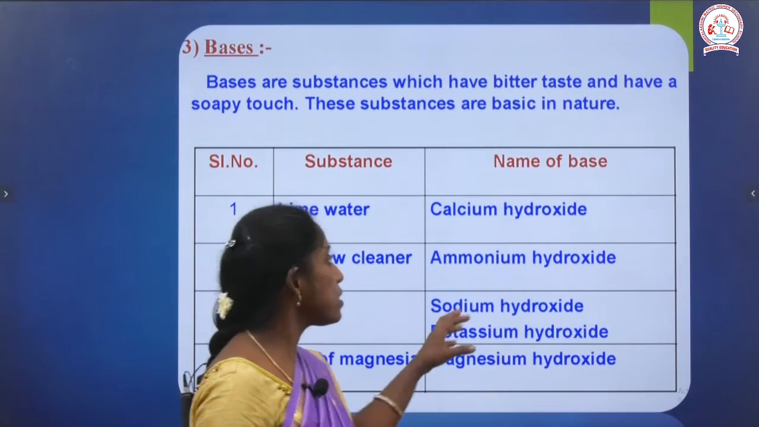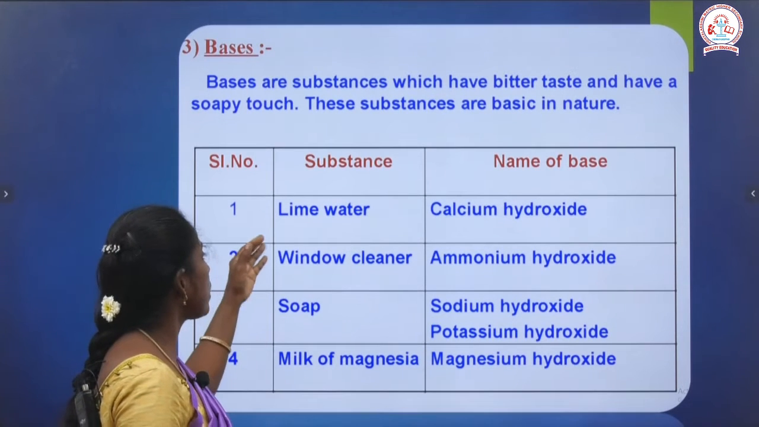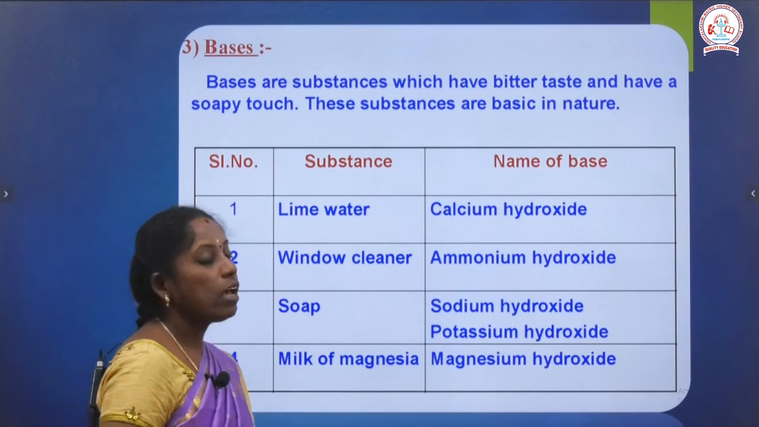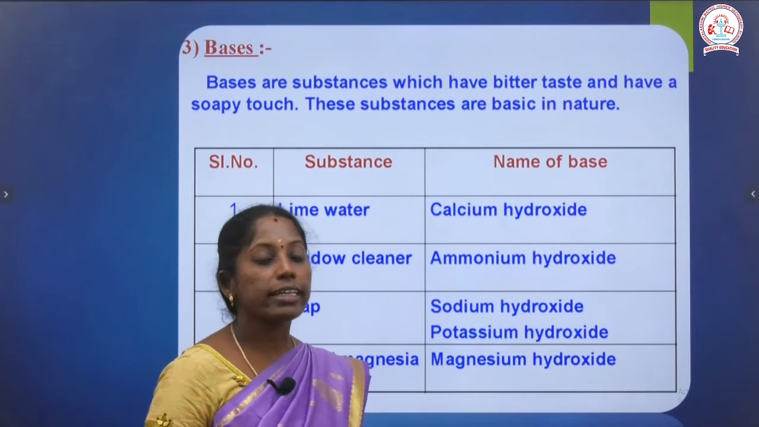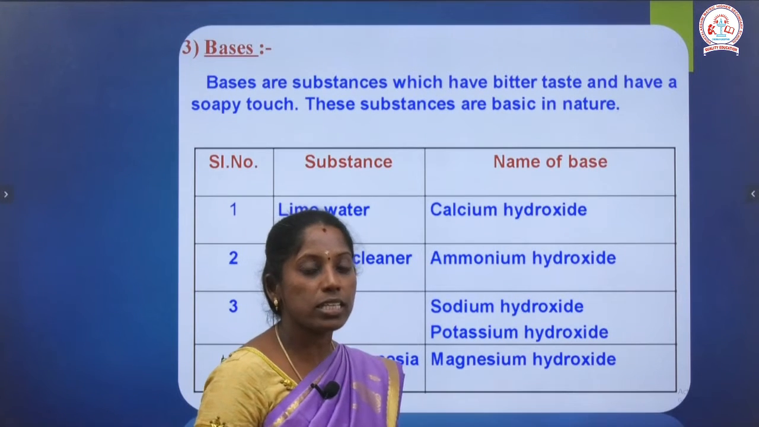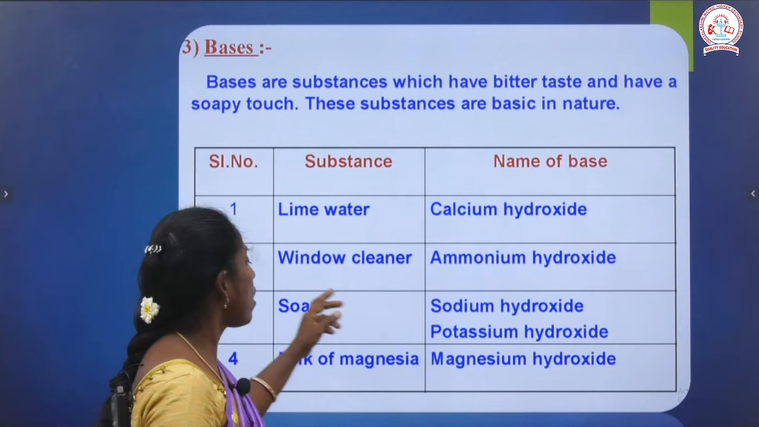They have given some substances that contain bases. First we can see lime water. Lime water contains calcium hydroxide. What is the name of the base it contains? Calcium hydroxide.